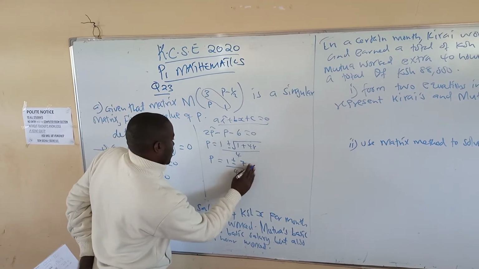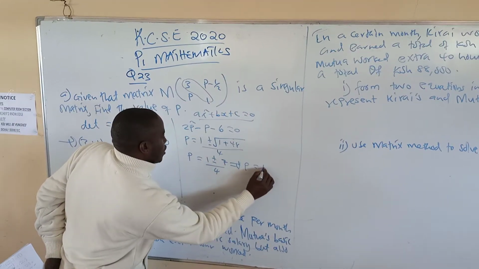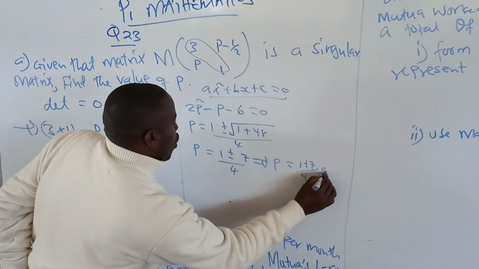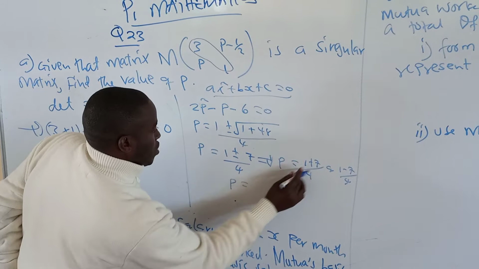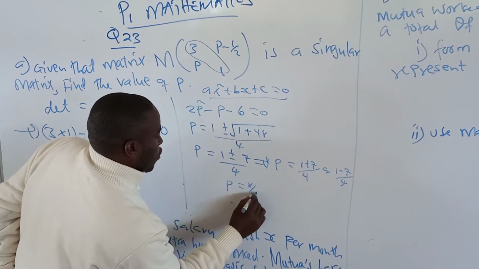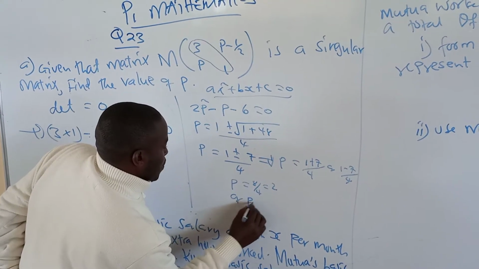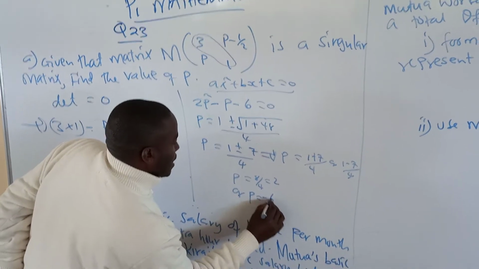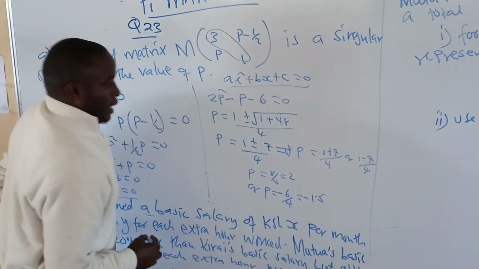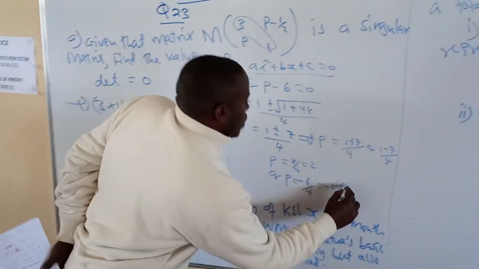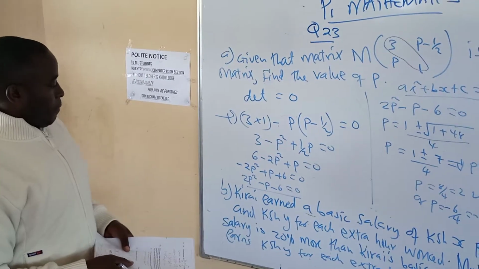So P equals, if we take the positive one, 1 plus 7 all over 4, or 1 minus 7 all over 4. So P equals 8 over 4, which is equal to 2, or P equals minus 6 all over 4, which is equal to negative 1.5. So these were the values of P, and that is what you were required to do.